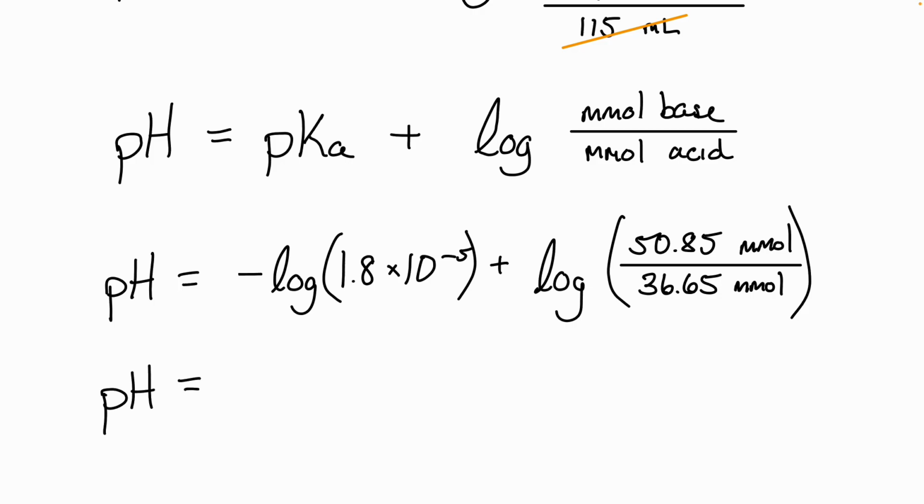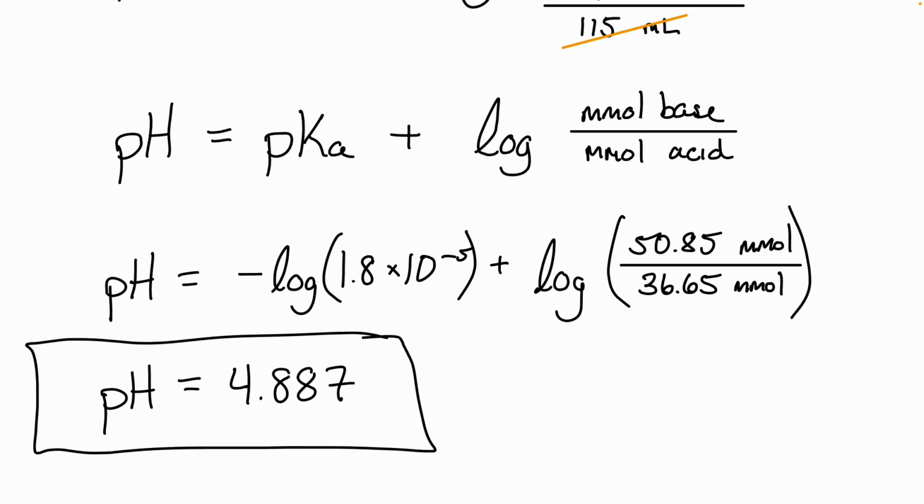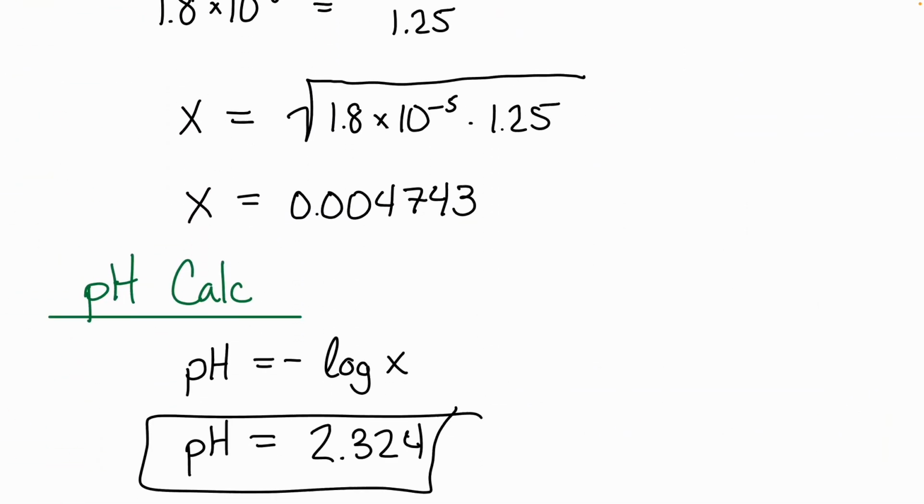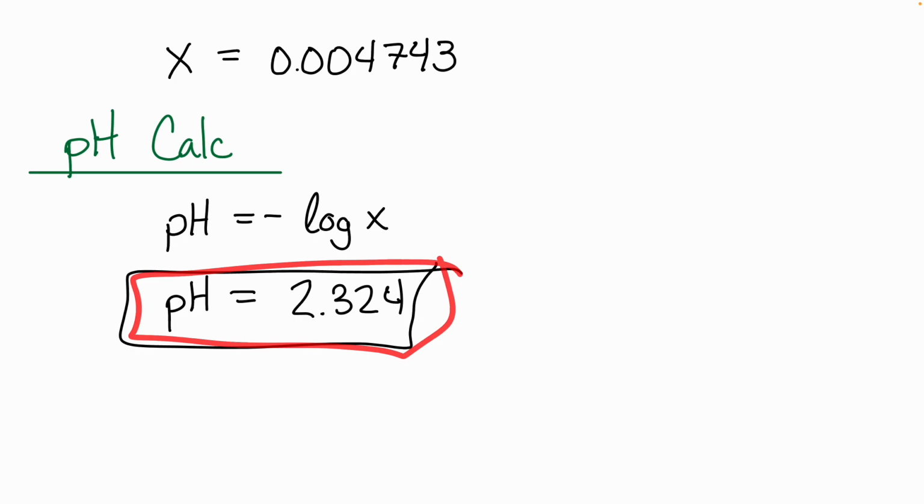All right, so we got a pH here of 4.887. Again, because we used our ice table, we're just going to arbitrarily say 3 decimal places. It's always a good idea to go back and do a little bit of a sanity check here. We had established that in region 1, the very first point in our titration curve, we said was at a pH of 2.324. Makes sense, it's an acidic solution.